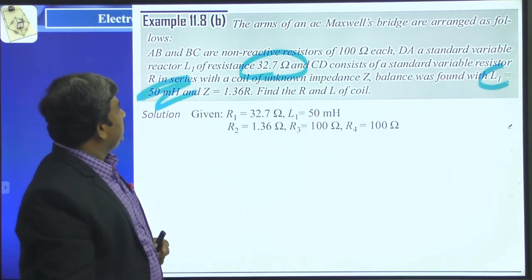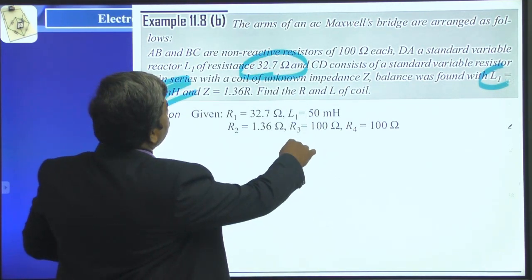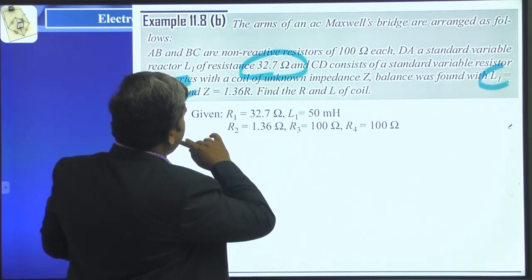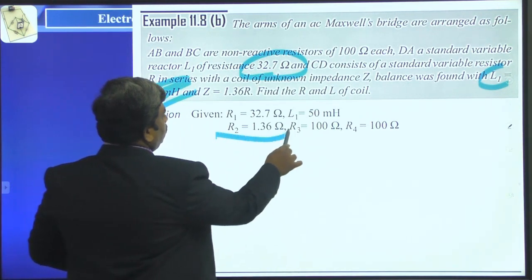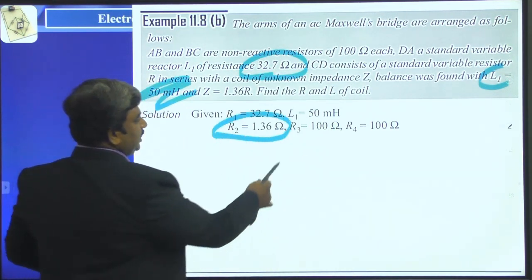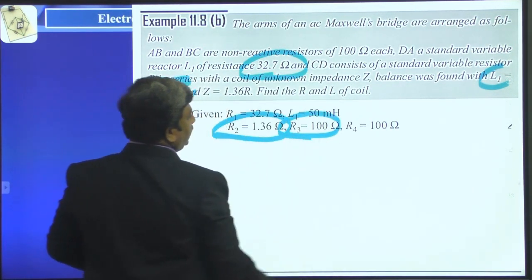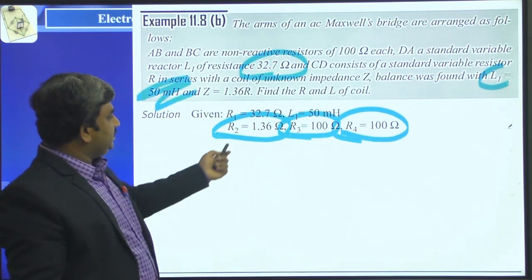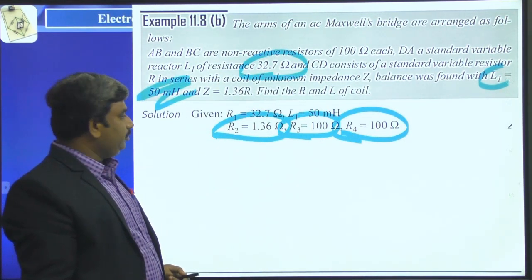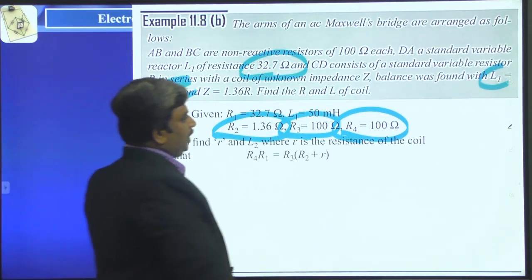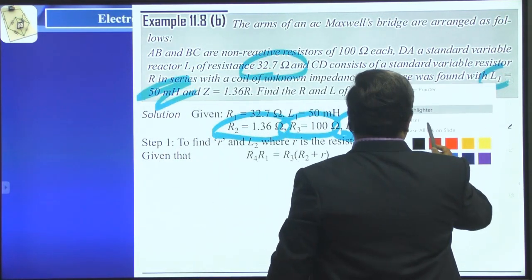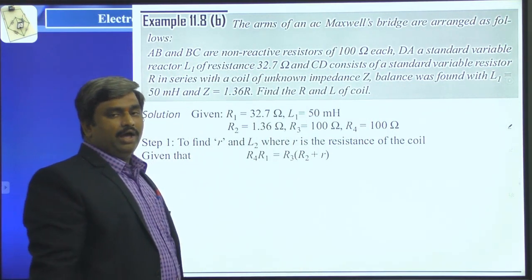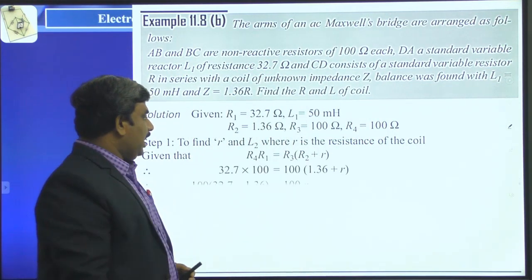Coming to that, they gave two more resistance values. R2 is equal to 1.36 ohms, R3 is equal to 100 ohms, and R4 is equal to 100 ohms. These are the given values, and finally we have to find the fourth arm values Rx and Lx.